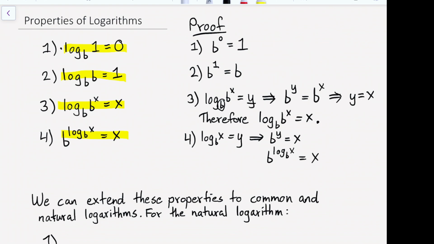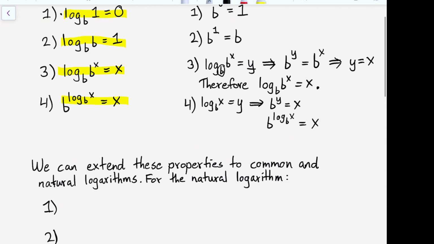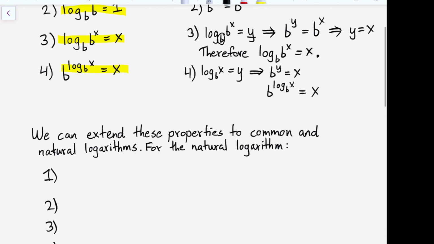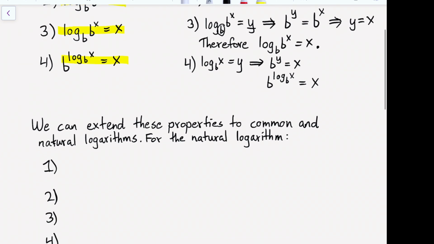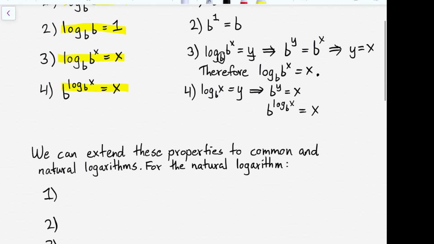So these 4 properties can be useful with logarithmic functions of any base, including the common and natural logarithms. I would like to extend these properties to the natural logarithm because we will use it often in solving equations. And I'll leave it up to you to extend these properties to the common logarithm as well.